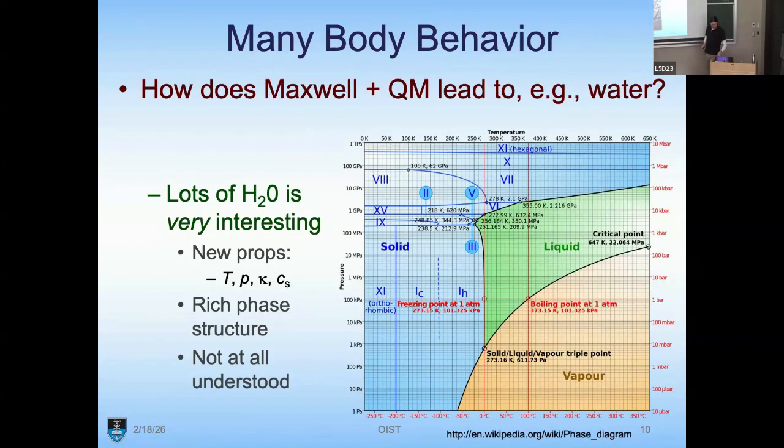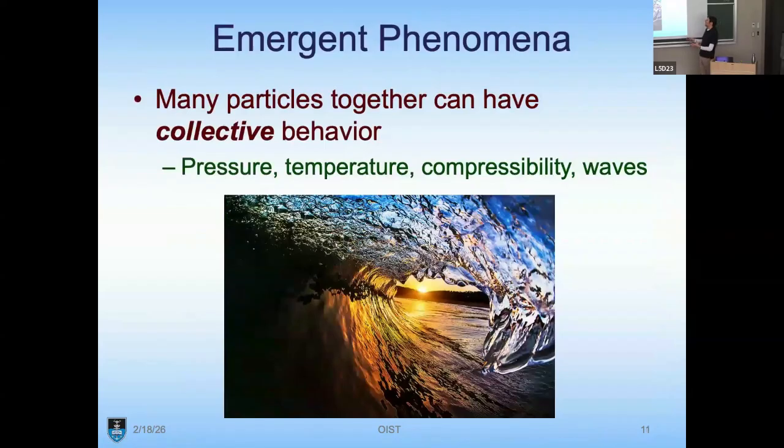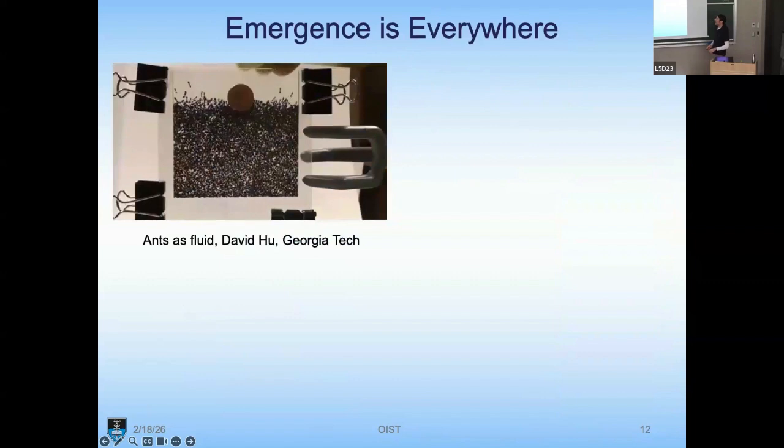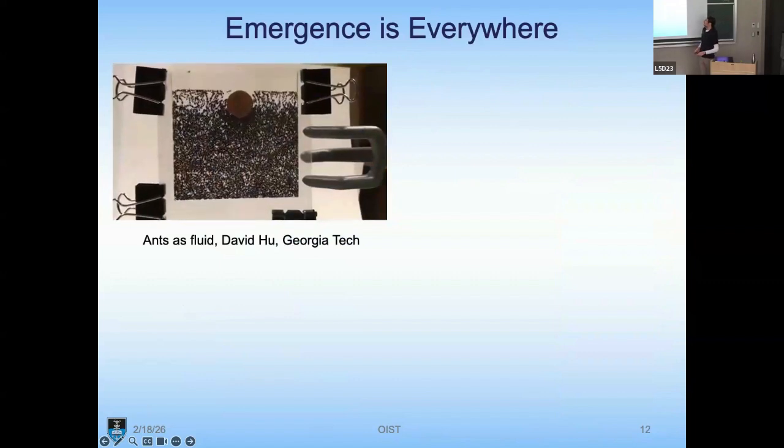Okay, good. Now, this emergent behavior, where now you have phases, and instead of describing the individual locations of particles and their velocities, we now start talking about collective behavior. What is the pressure, the temperature, the compressibility? Do waves form in this substance? And this emergence is actually everywhere.